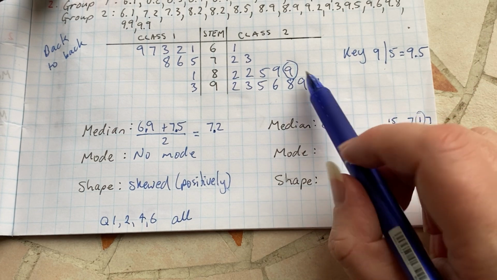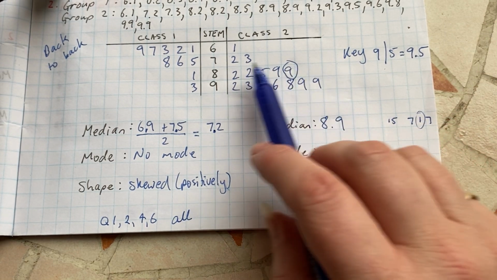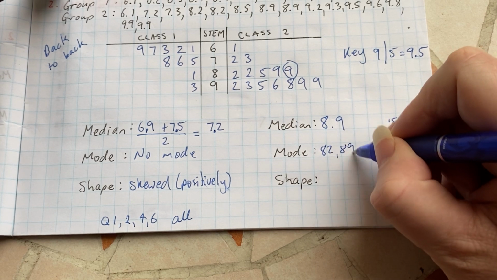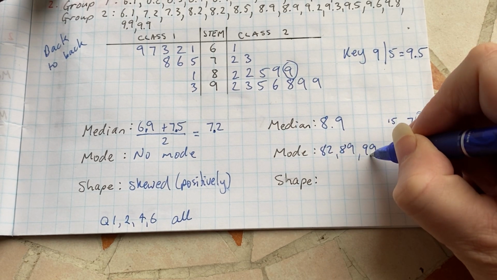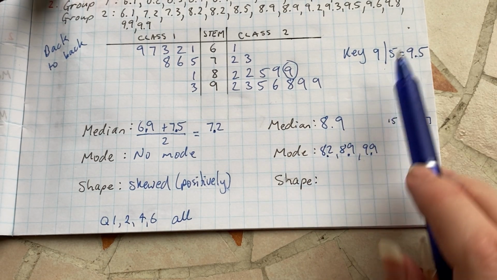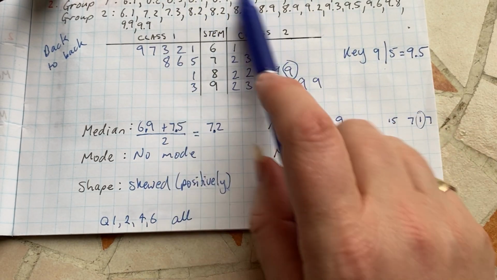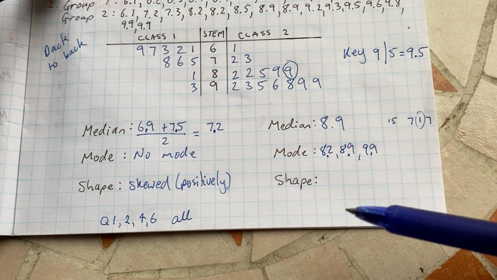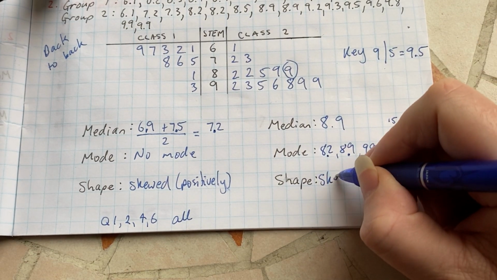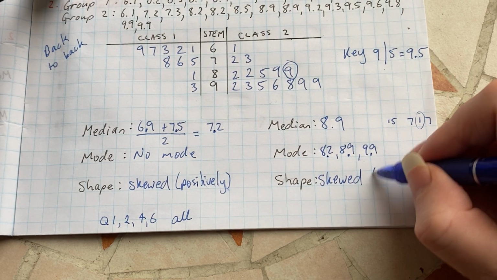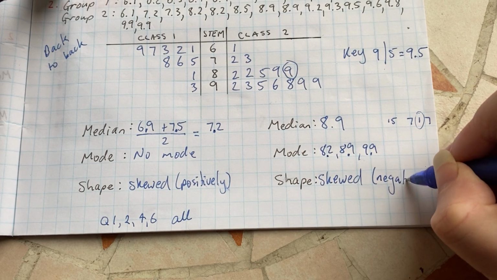Our mode here, well, we've got 3 modes. There are 3 numbers that occur twice. So 8.2, 8.9, and 9.9. Remember 9.9, 8.9, 8.2. Really just keep an eye on the original data so you don't make that mistake. It's a very easy mistake to make. This is also skewed. And this time the tail goes down towards the negative numbers, so it is negatively skewed.